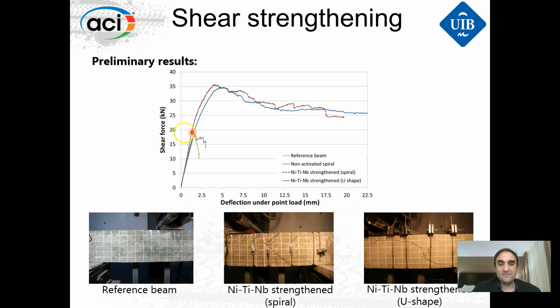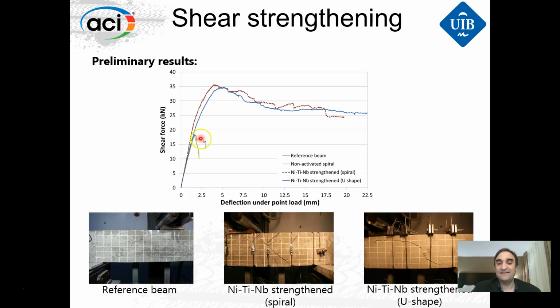So this is the reference beam here. Then we wrap the beam with a spiral, but we did not activate it. And you have this gray line here. And also the shear force, we are not strengthening the beam without activation. But a beam exactly like this with a spiral, then we heat the spiral.